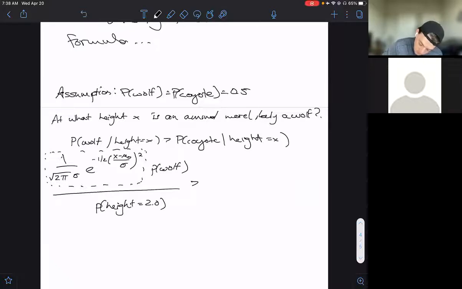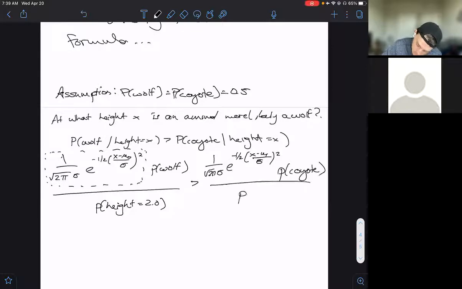And then again, doing the same thing, 1 over 2 pi, we've got the sigma. We're going to do now for the coyote, 1/2 x. This is the second mu, same sigma. And then we've got probability of coyote over probability of height is equal to 2. Okay.